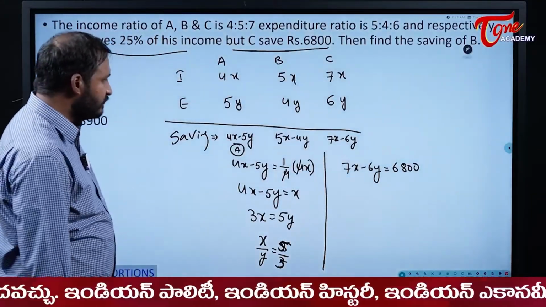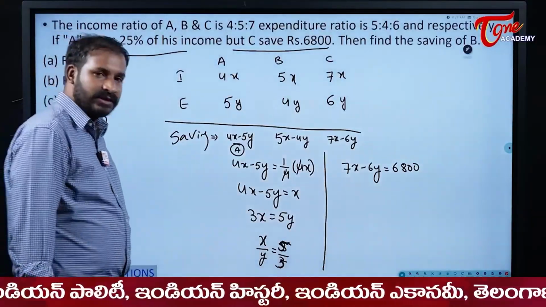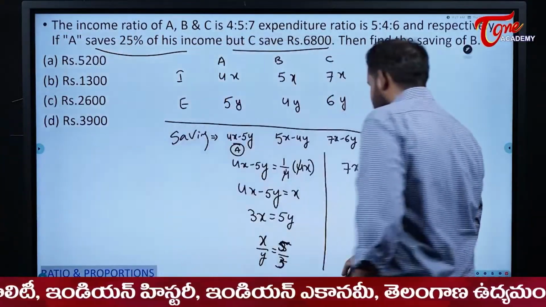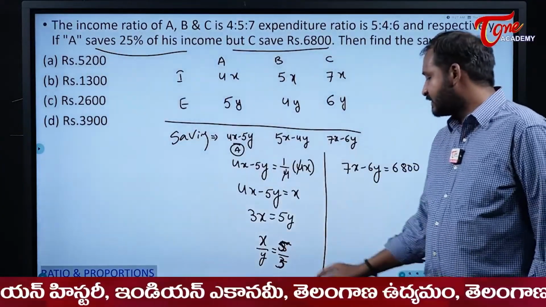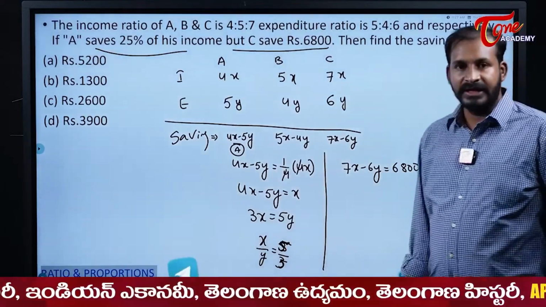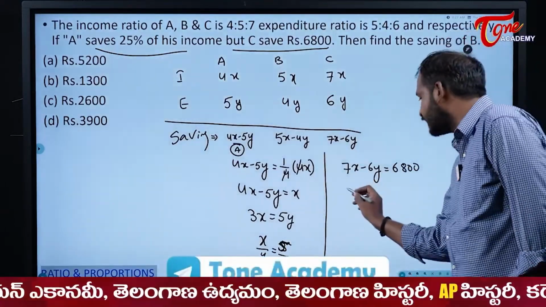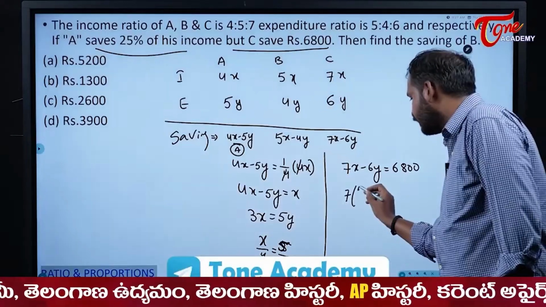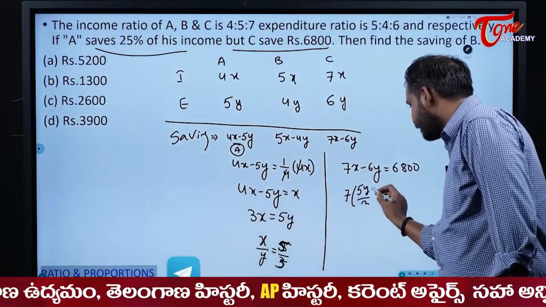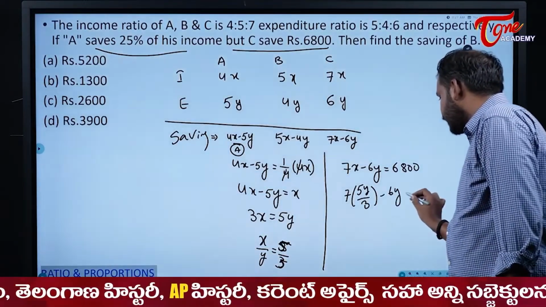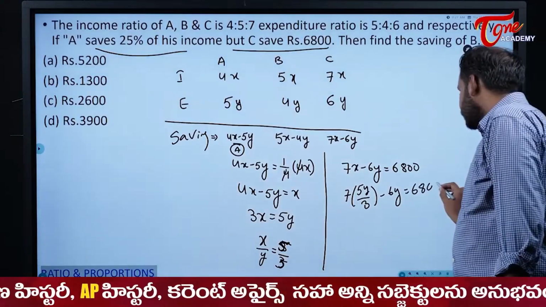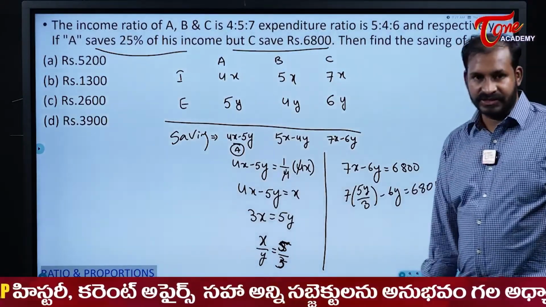If we substitute which one, we will get the answer quickly. Substitute that value, either 7x or 6y. So I will take x value as 5y/3. If I take x value as 5y/3, then 7 times 5y/3 minus 6y is equal to 6,800.